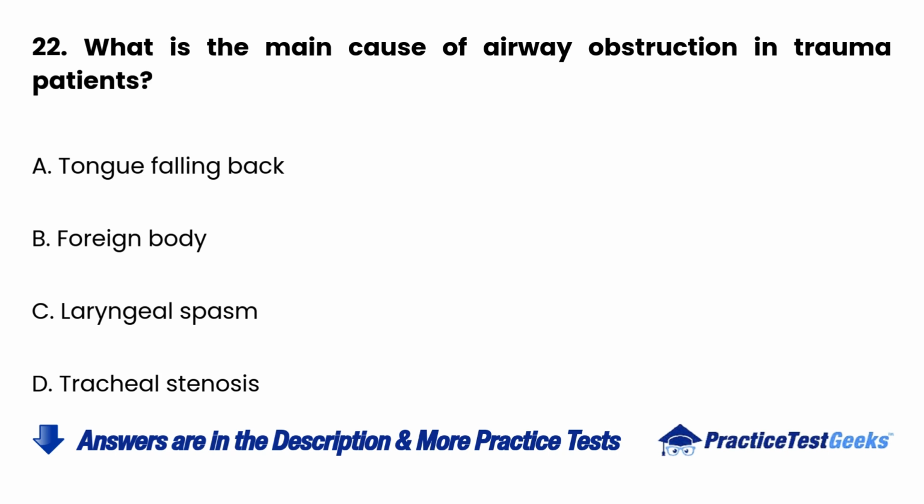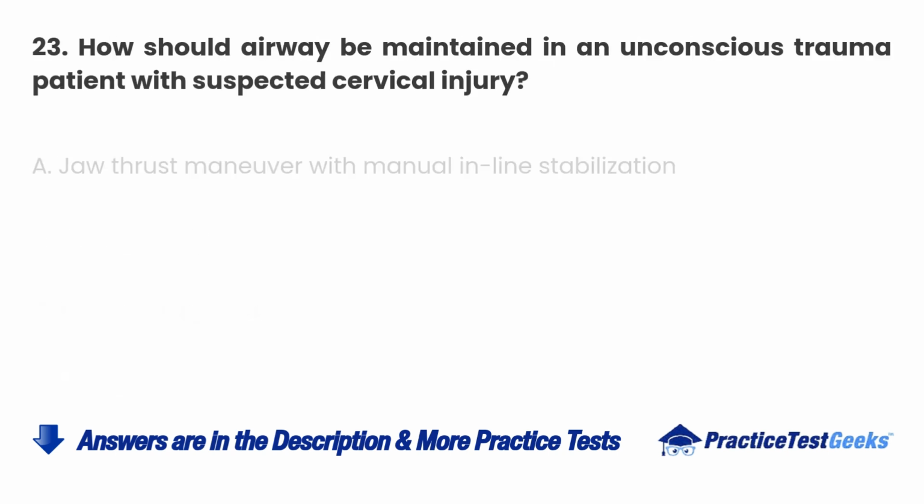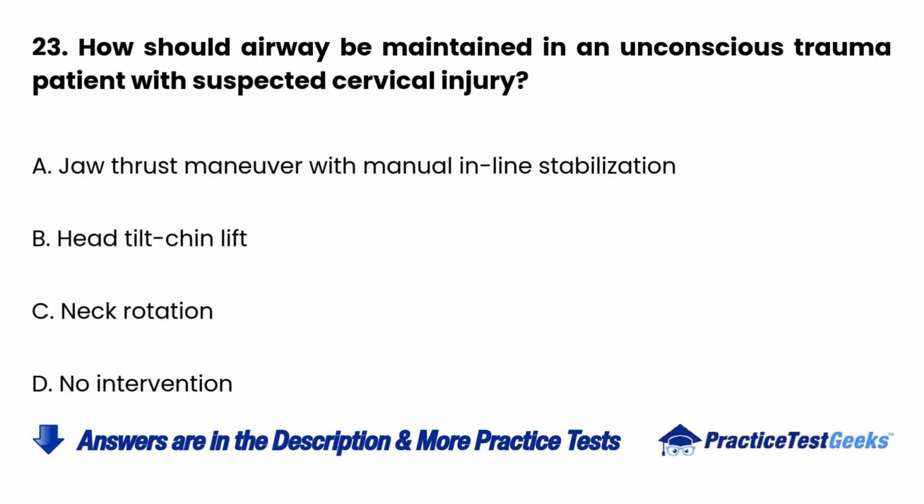22. What is the main cause of airway obstruction in trauma patients? A. Tongue falling back. B. Foreign body. C. Laryngeal spasm. D. Tracheal stenosis.